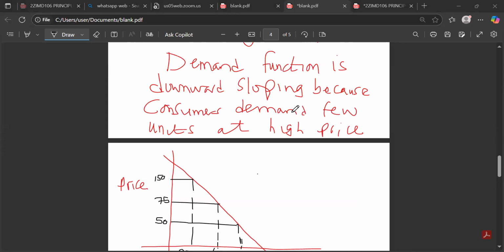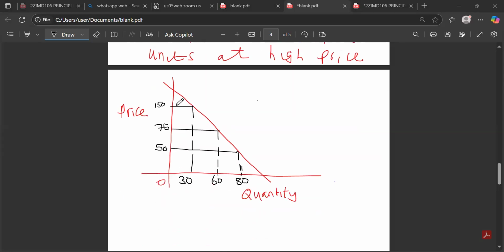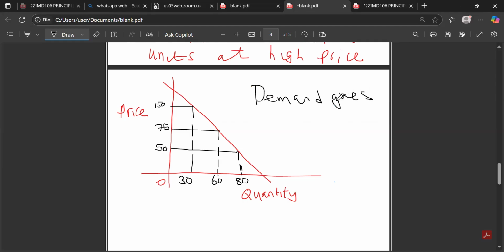So consumers would demand more units at low price. Demand goes up, or increases, at low prices.